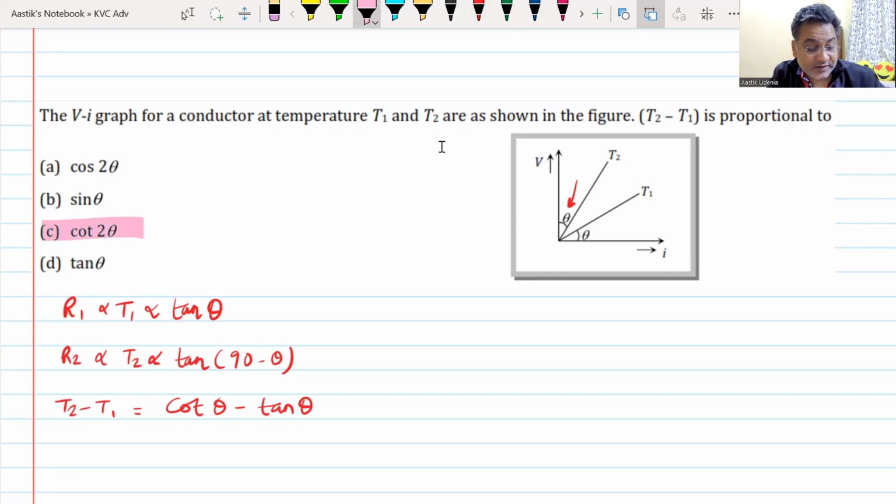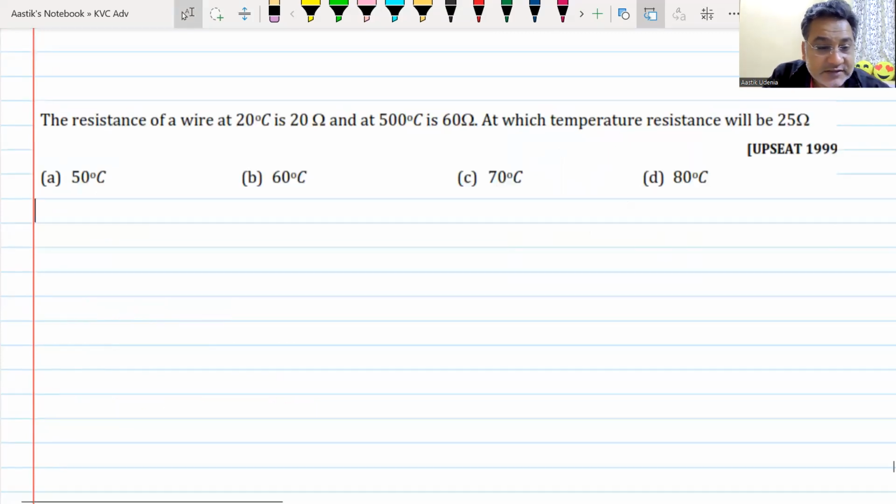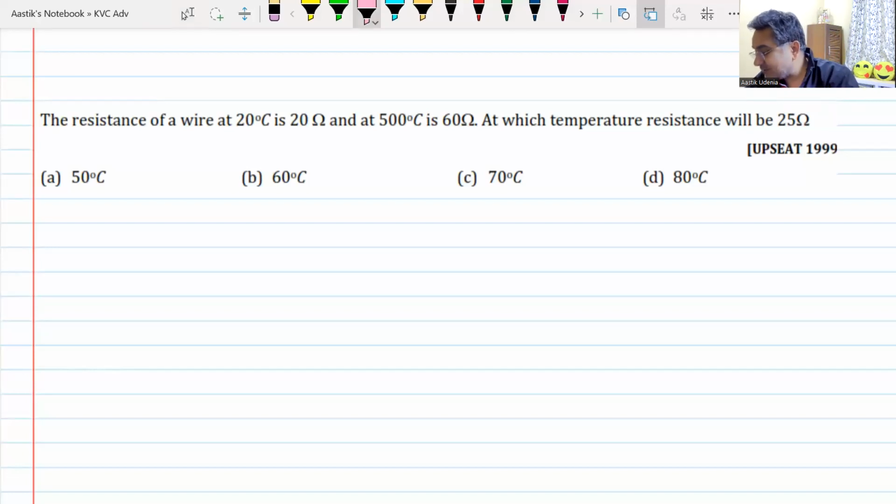This is the next question coming for you. Redemption. The resistance of a wire at 20 degrees Celsius is 20 ohms. At 500 degrees Celsius it is 60 ohms. At what temperature will the resistance be 25 ohms? Option D, 80 degrees Celsius is correct.